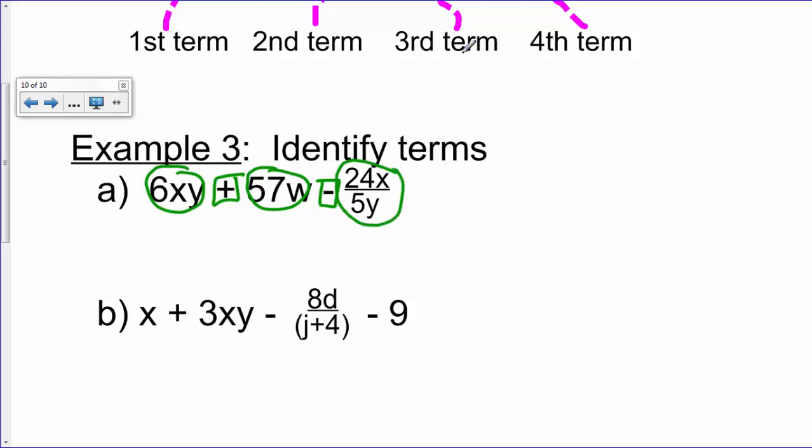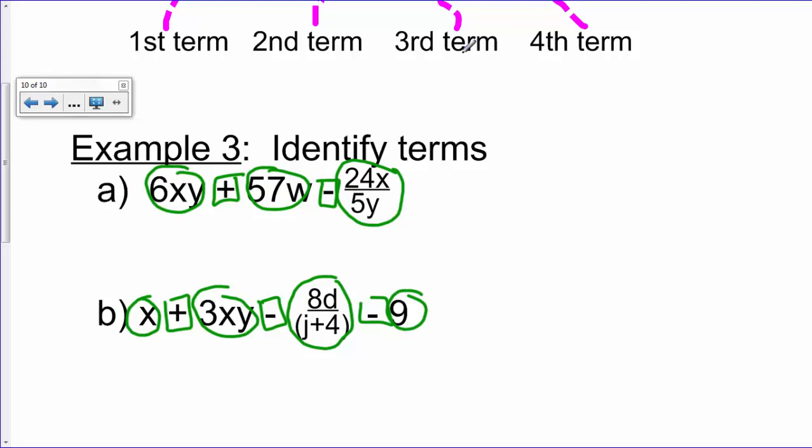On B, I can do the same thing. I have a positive here, negative here, which means I have 4 terms. My first is x, then 3xy, then 8d over j plus 4, and finally 9.